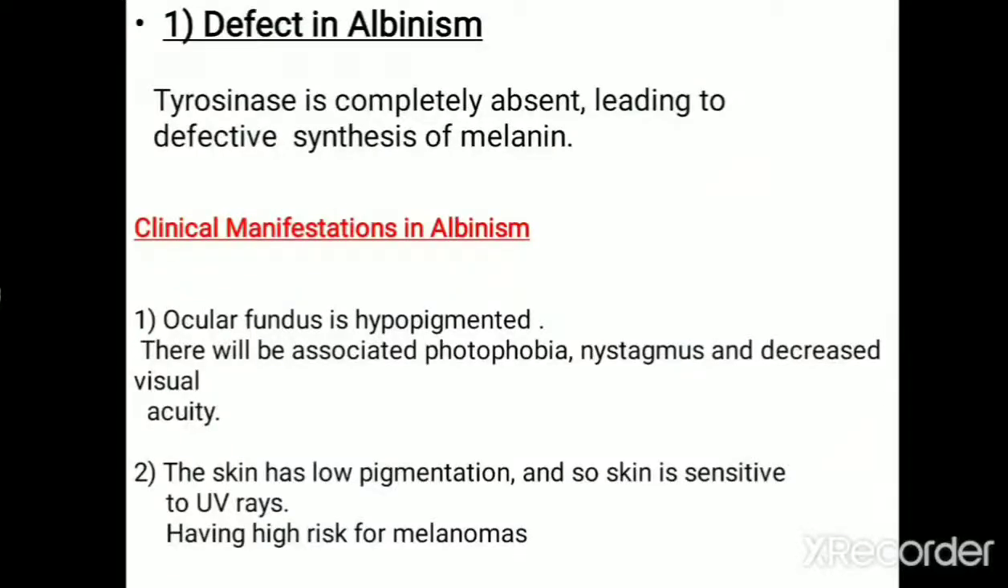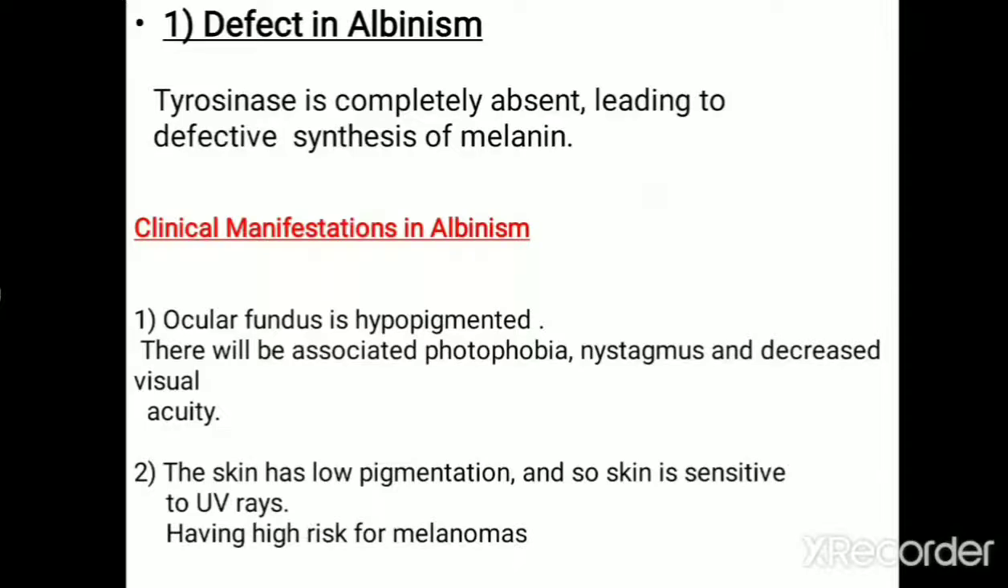What are the biochemical defect in albinism, and what are the clinical features associated with albinism? Here also just write the subheading biochemical defect. Here the biochemical defect is deficiency of tyrosinase enzyme. So tyrosinase enzyme deficiency leads to defective formation of melanin. So what are the clinical features of albinism?